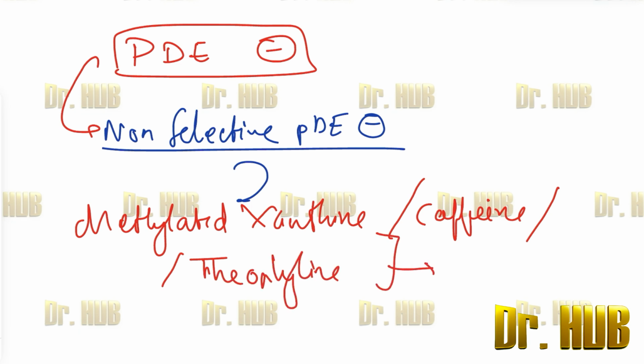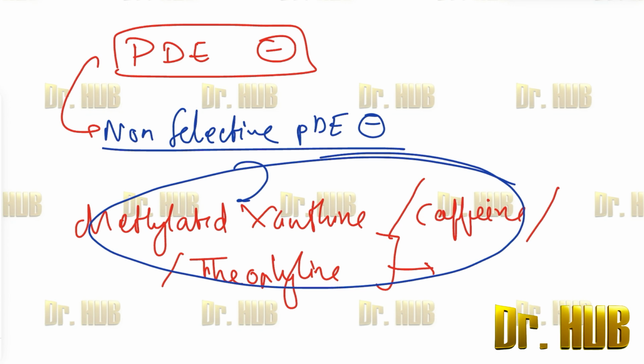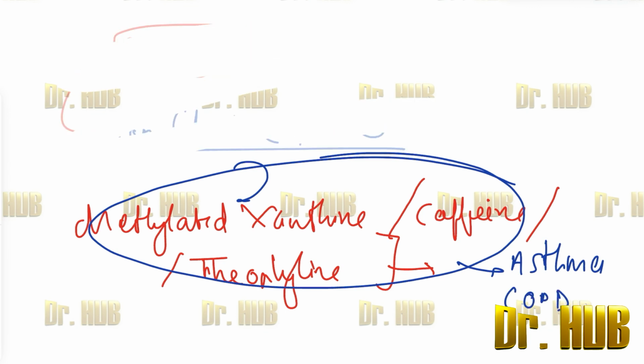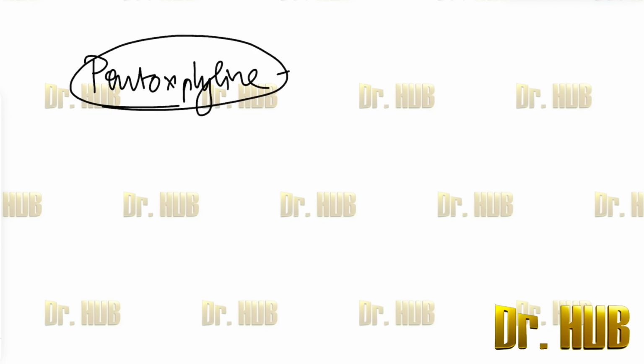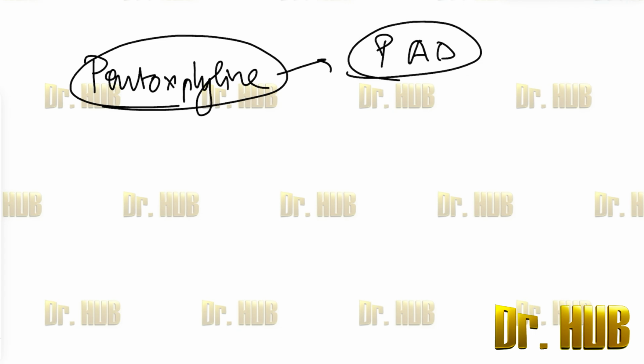What are the clinical applications of these non-selective PDE inhibitors? Specifically, they are used in asthma as well as COPD. The next drug under this is pentoxifylline, which is used in PAD. PAD is nothing but peripheral artery disease.